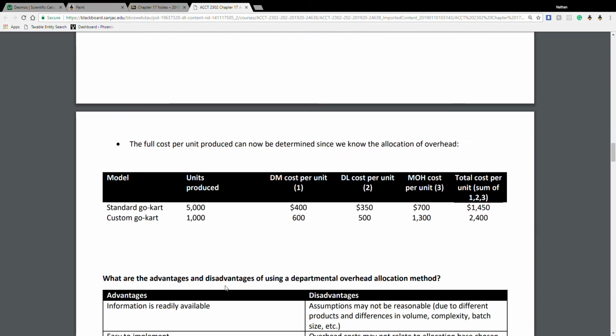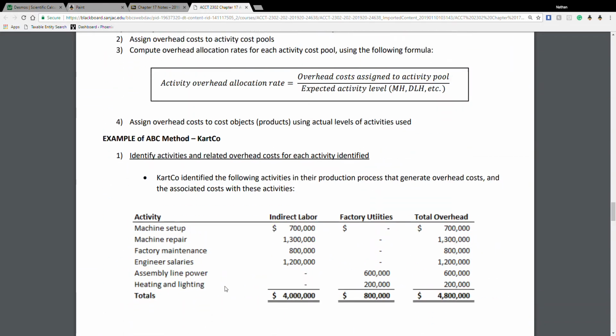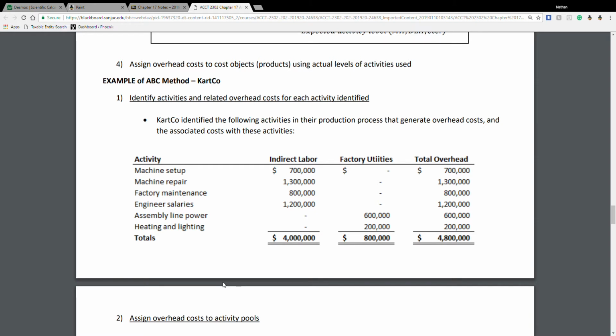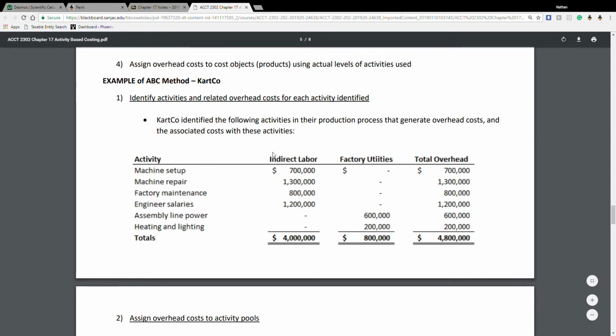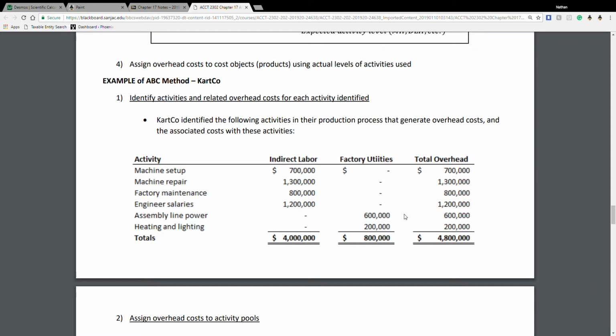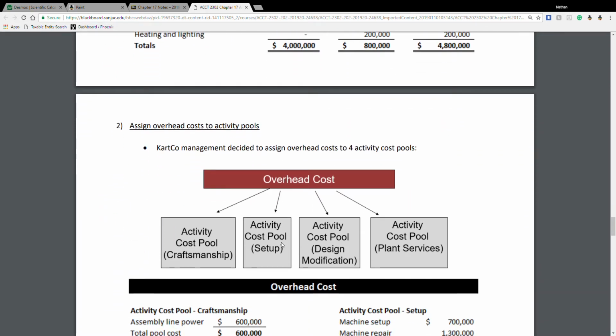So honestly, it can go to machinery, it can go to assembly. We're not focused on those anymore. We're focused on activities. Okay, so our activities now, we have machine setup, machine repair, factory maintenance, the engineers' salaries, assembly line power, and heating and lighting. So with this, we separated out the first 4 into indirect labor, and the last 2 are all dealing with utilities. That's it. We're not really identifying which department this is going to. We're defining which activity is costing us the most money right now. Okay, so from right here, we get to create our cost pools. This is our second step. So Cartco has designed 4 cost pools now based on the overall activity.